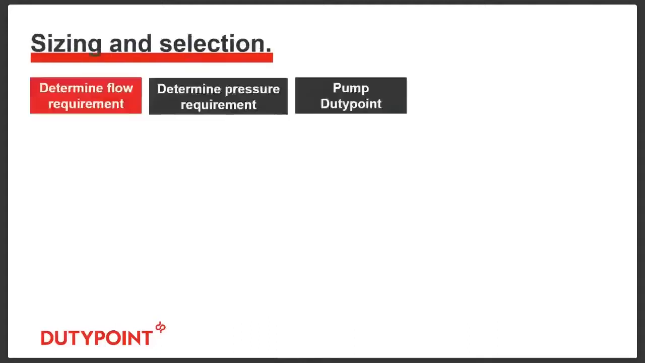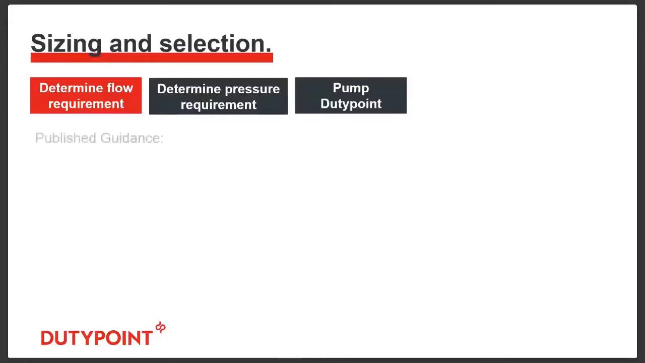So when we're selecting a booster set, we basically need to know two pieces of information to make that selection. So I'm going to talk about how we come up with these. Firstly, we need to determine the flow rate we need from our booster set. We then need to determine how much pressure we need from the booster set, and those two pieces of information will inform what sort of pump system we need.